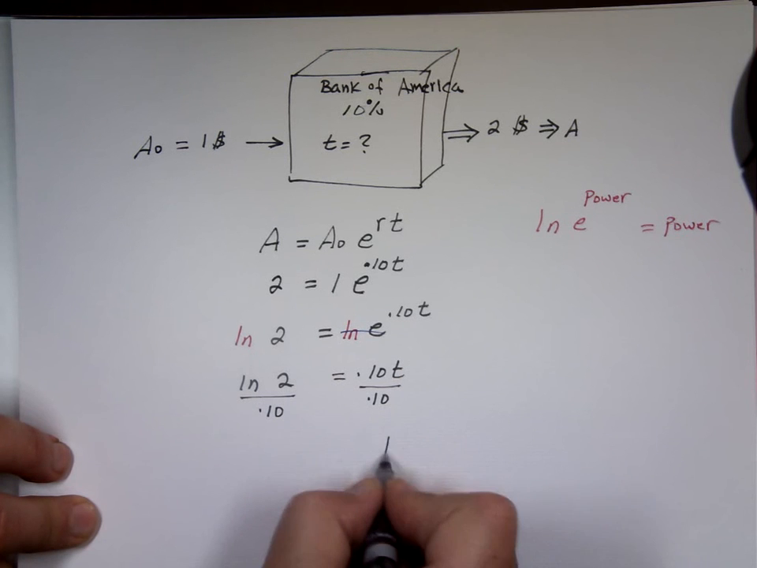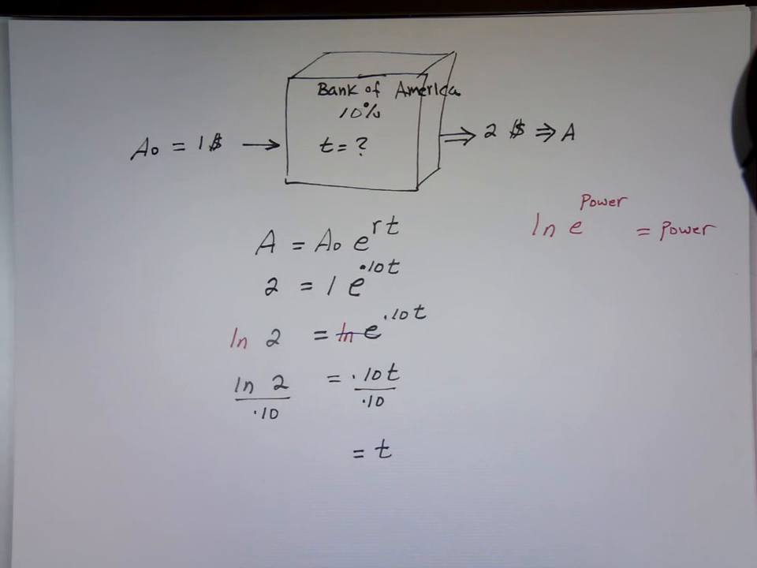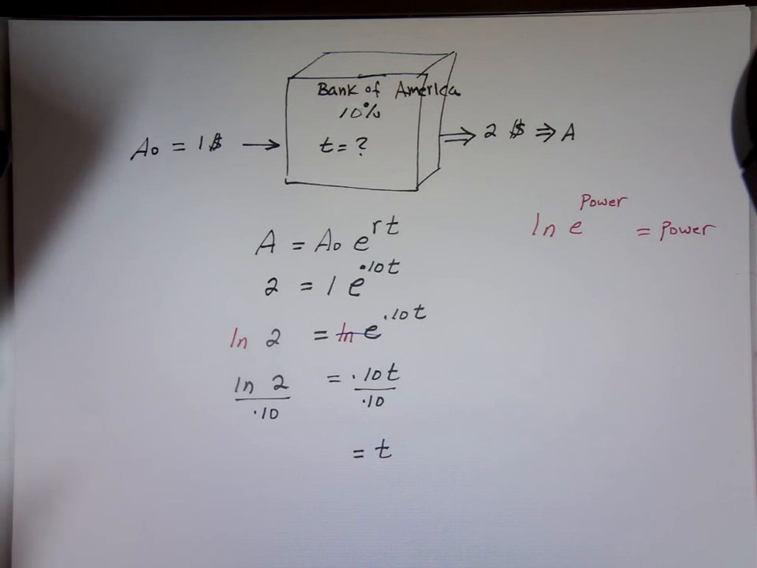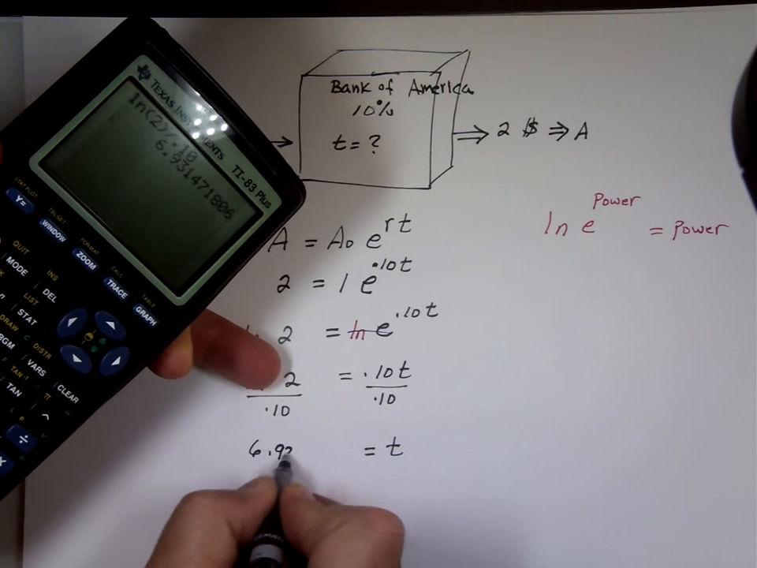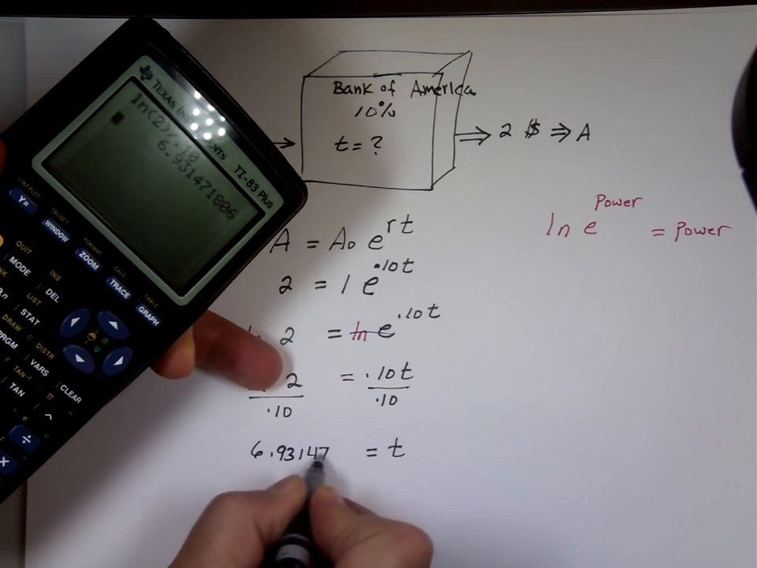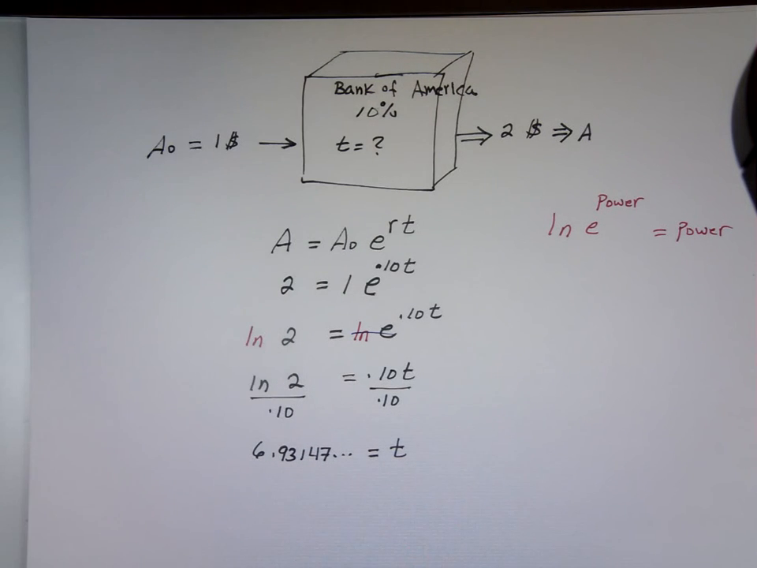So let's take the calculator and see if that number is 6.93. ln of 2 divided by 0.10. 6.93147 plus a few other numbers. That's how many years it will take to double my money.